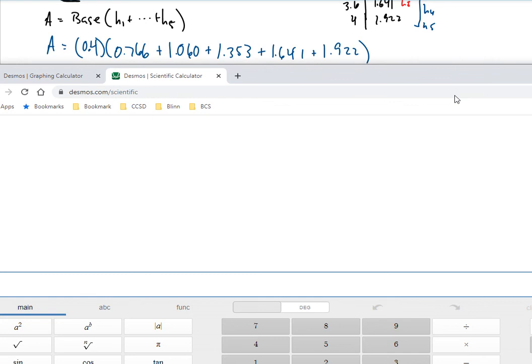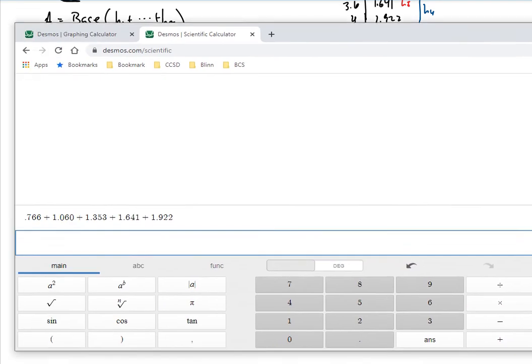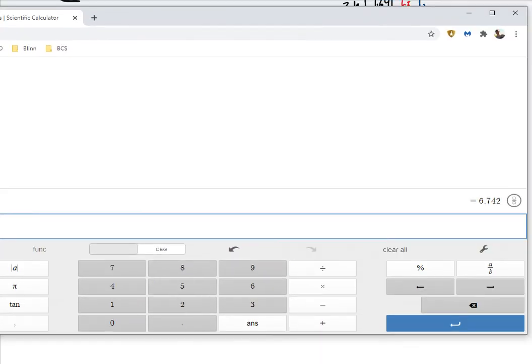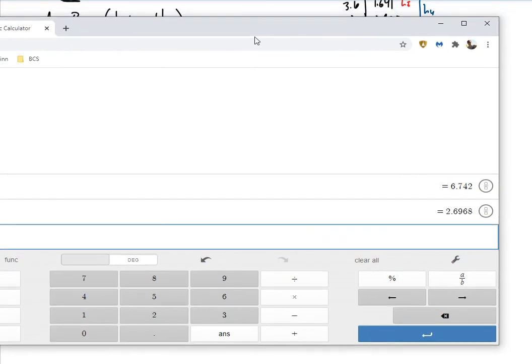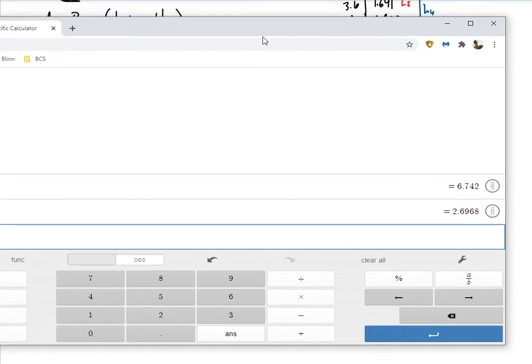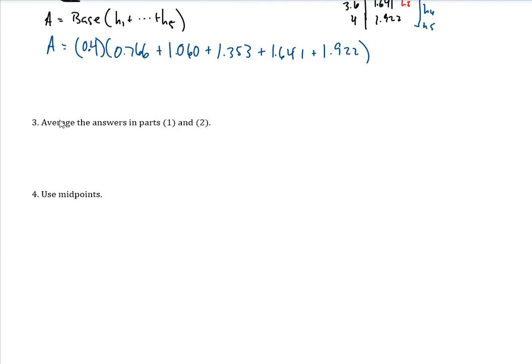So I have 0.766 plus 1.060 plus 1.353 plus 1.641 plus 1.922. There it is, and it's 6.742. And then I'm just going to take that answer, 6.742, and times it by the 0.4 again. And we'll get our last one, 2.697, to 3 decimals. Okay, so that's the area using the right Riemann sum.